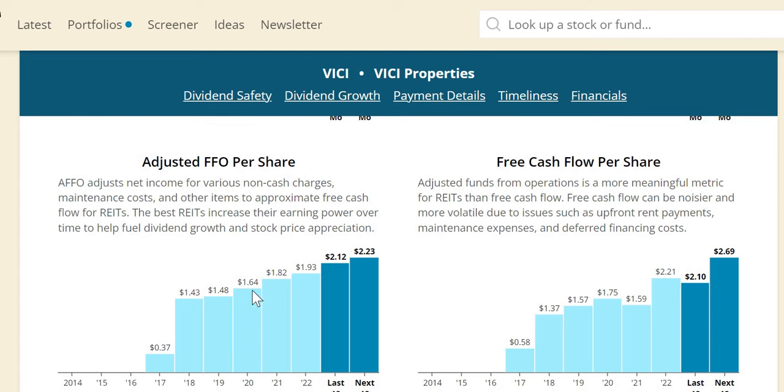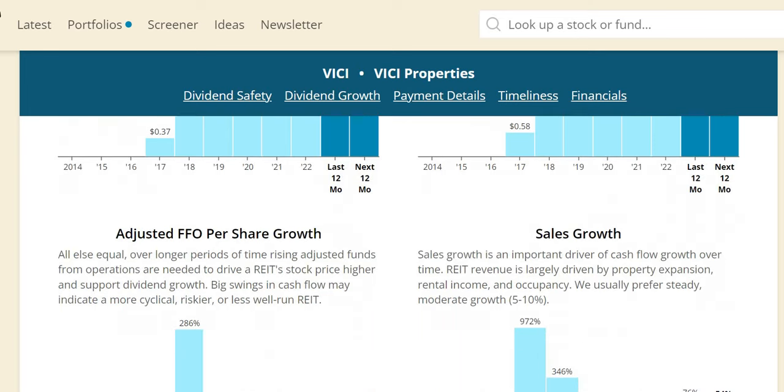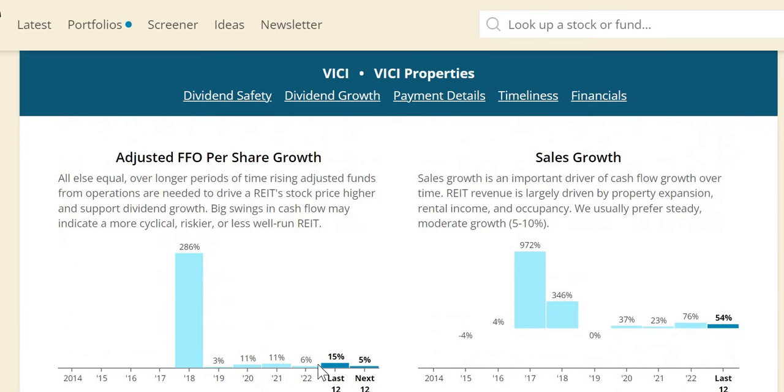Adjusted funds from operation per share is consistently increasing as well. Very nice to note. 2023 and 2024 are, again, expected to be an increase from the previous year. And when we look at it percentage-wise, that is pretty positive in my opinion. 6% followed by a very large 15% and then around 5% in 2024. So lots to like with VICI Properties.